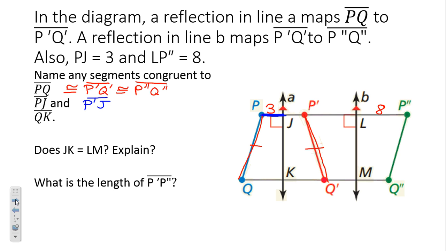Should be on your paper. There's not a lot of space to write. Yeah, I don't have it in that order. I just have the 3 listed. So you just have to write right below that. Name the segments congruent to PQ, PJ, and QK. So right in here.